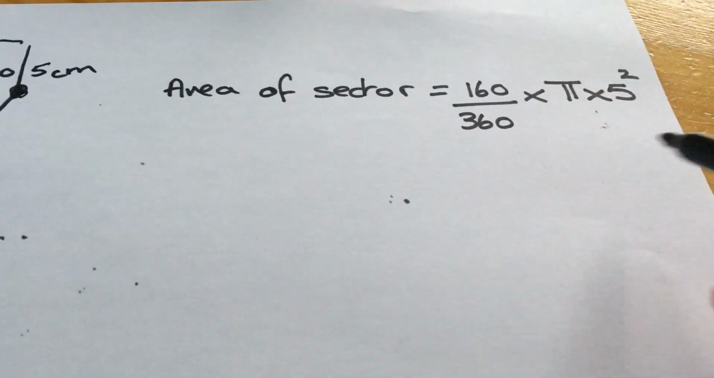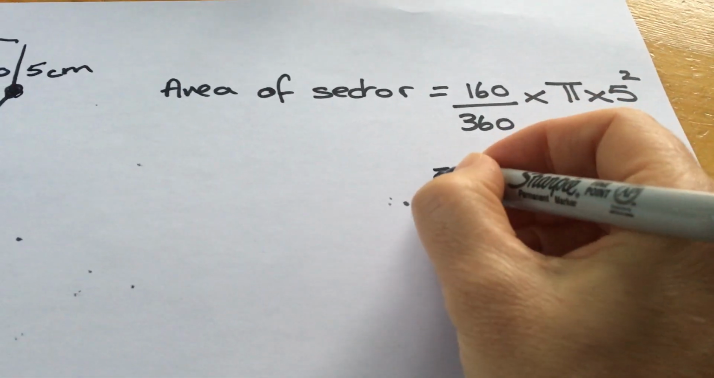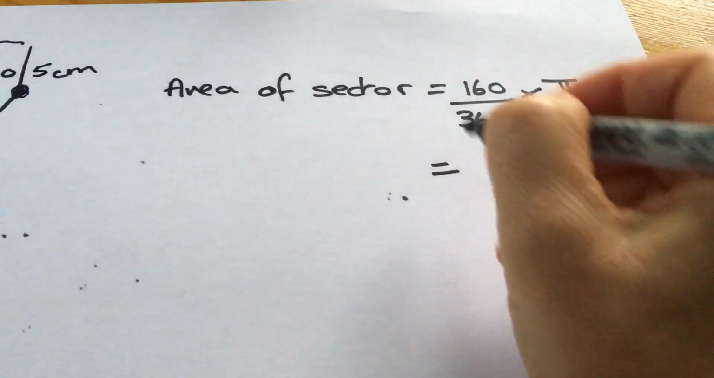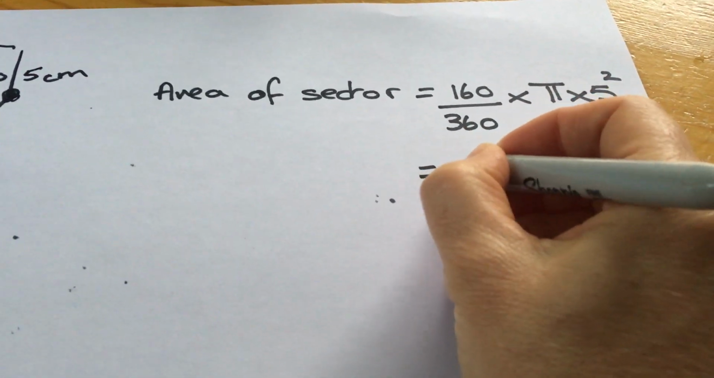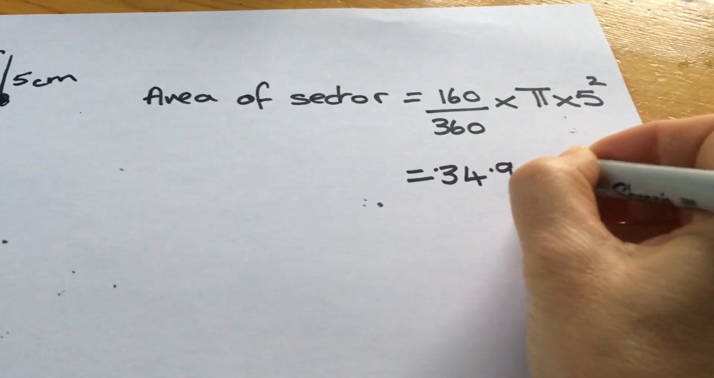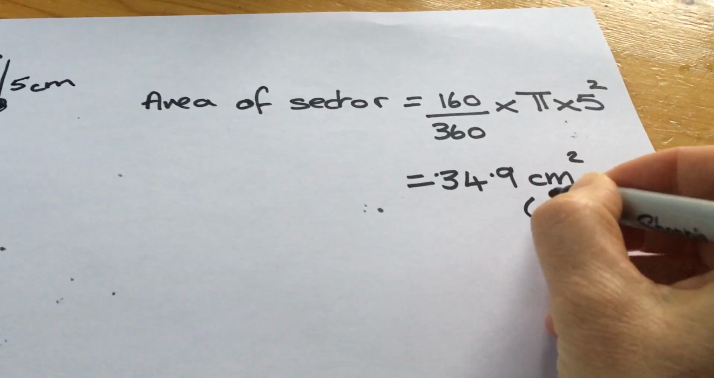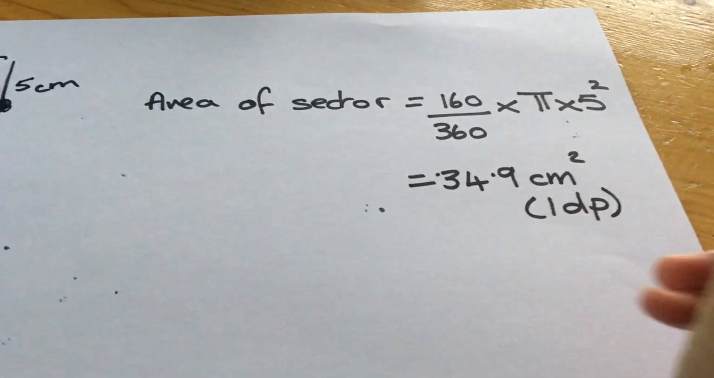And like I say, just put it in as one straightforward calculation. Don't press any equals before. And you would get 34.9 centimetres squared to 1 decimal place. Okay.